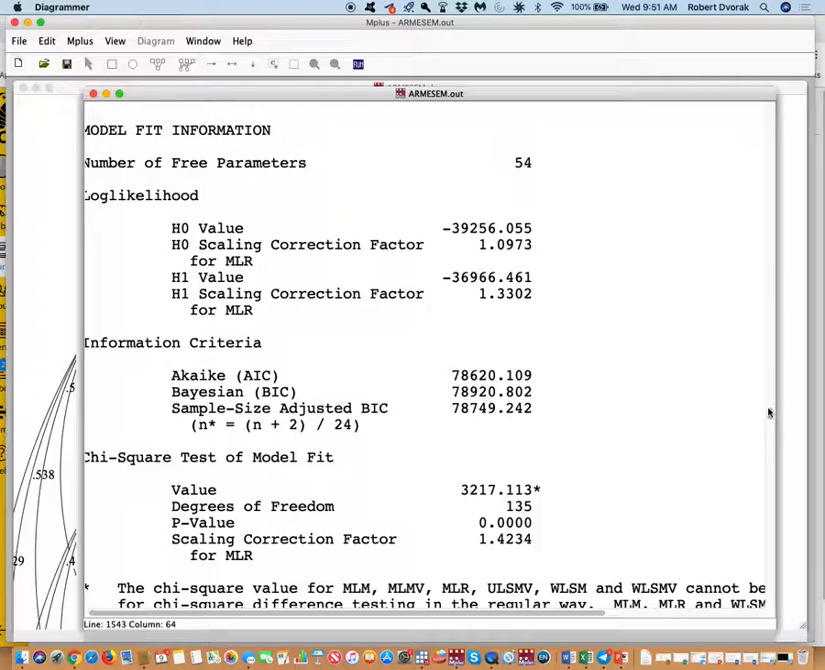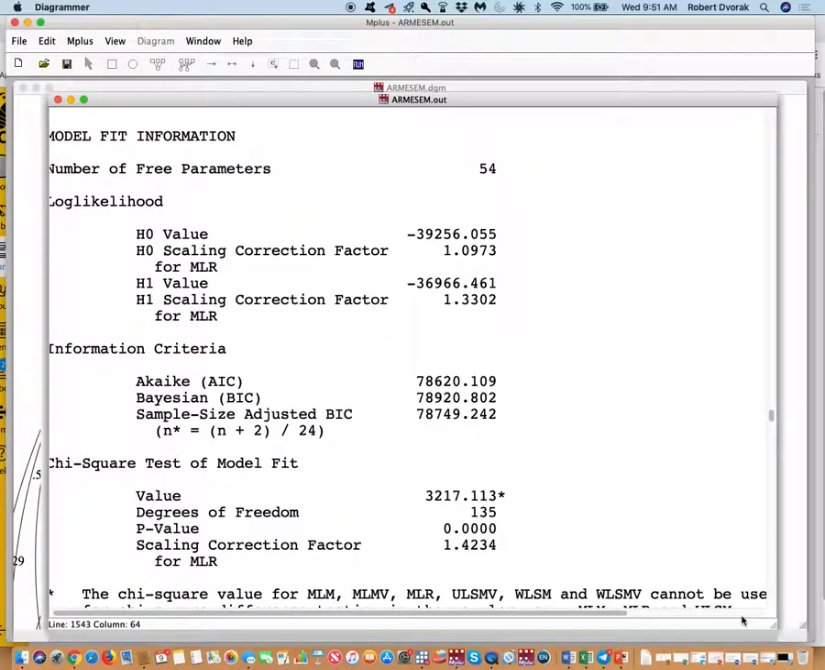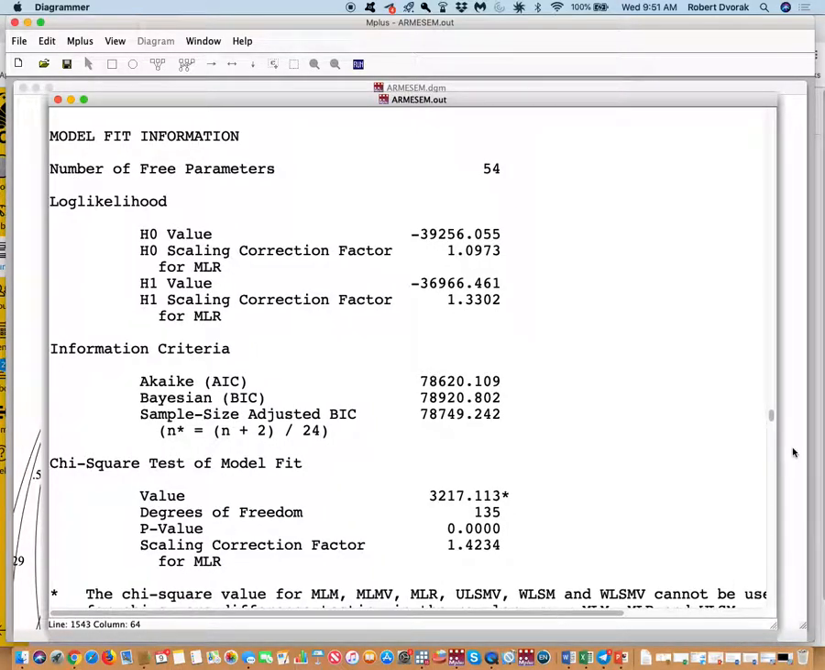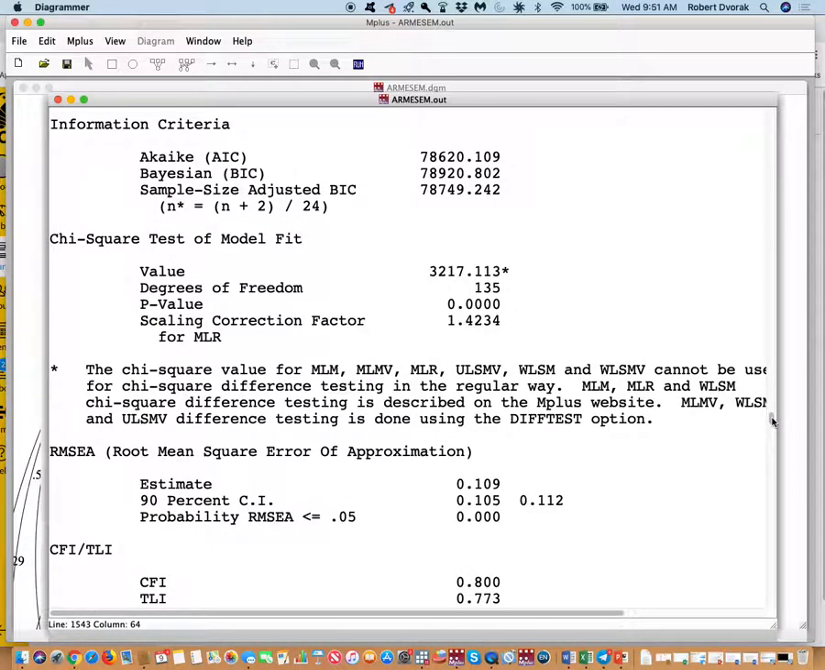Here is our, I know I said we would take a break. I just want to finish this up before we take a break. Here's our model fit for our first. This is a 1-factor model, right? Exploratory factor analysis with 1 factor. And how does this model fit?